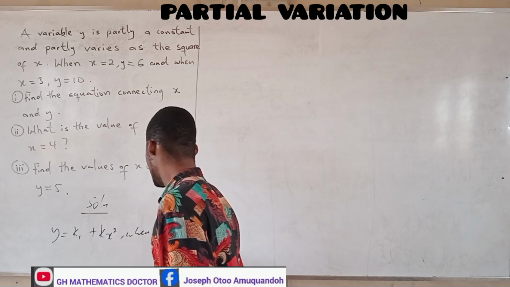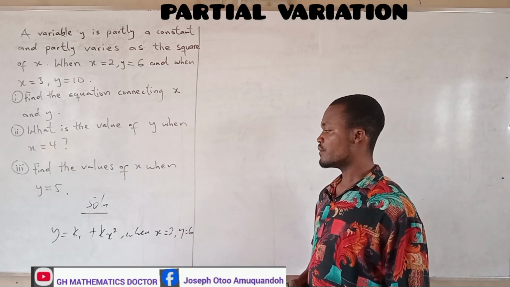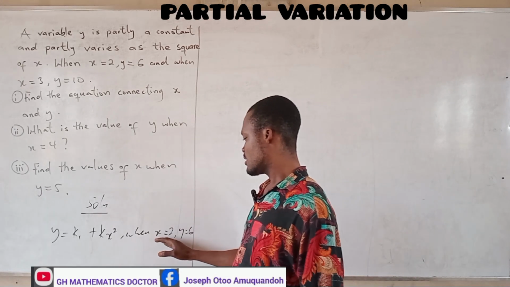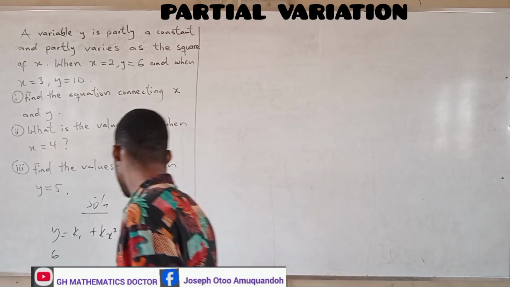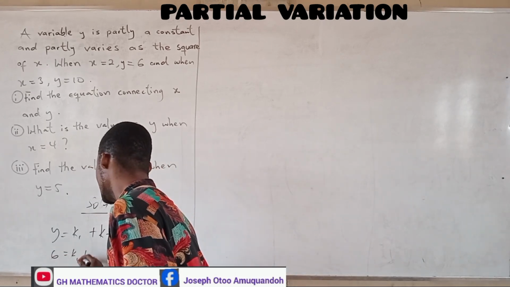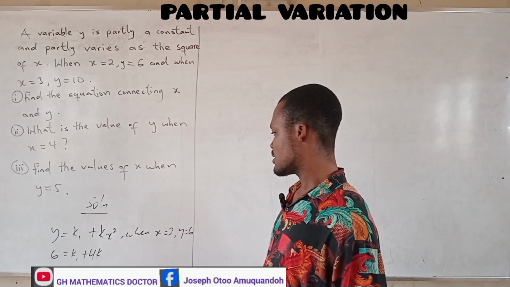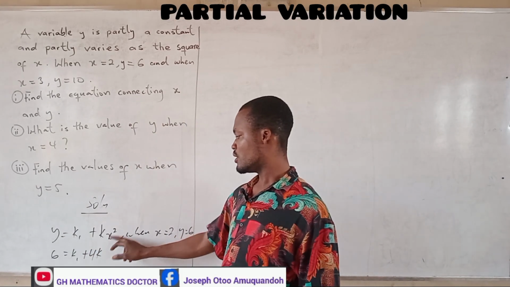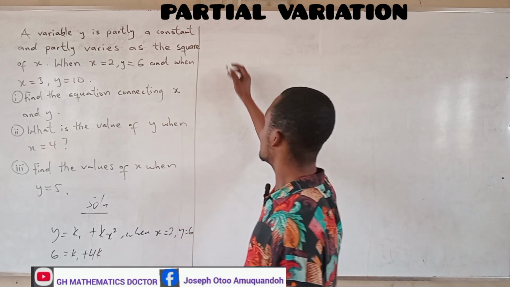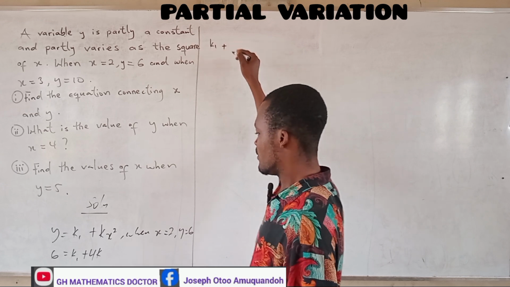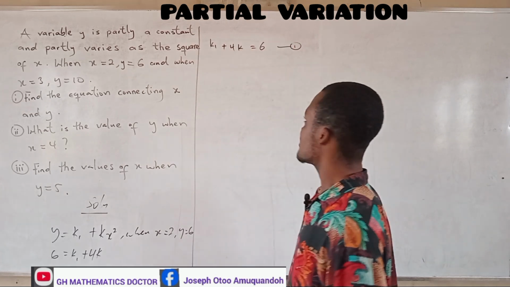When x equal to 2 and y equal to 6, our first equation will be derived from there. So we have to substitute x and y into this expression. So I'm going to say that 6 equal to k1 plus 4k. That's when x is equal to 2. So we put 2 here squared to give you 4, and that will multiply the k to give 4k. So our first equation is going to be k1 plus 4k equal to 6. We name this as equation 1.